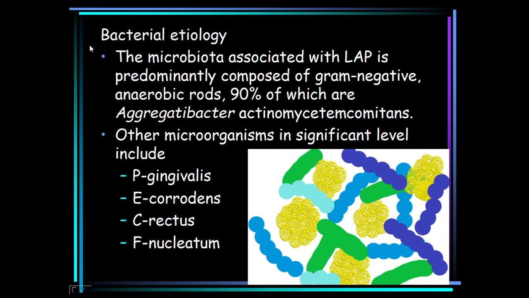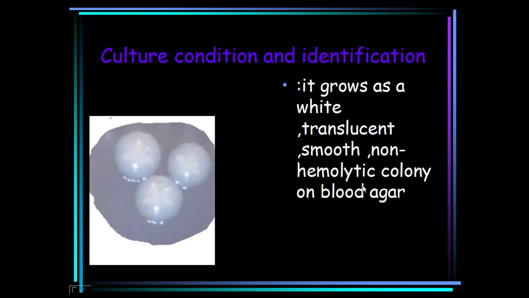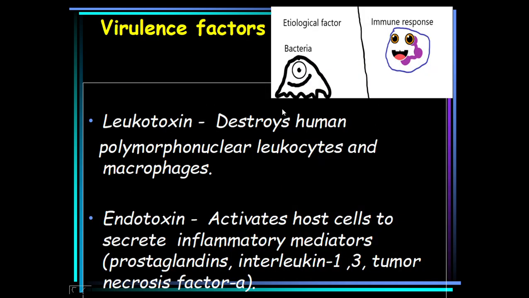Bacterial etiology: it is most commonly associated with gram-negative anaerobic rods, 90% of which is Aggregatibacter actinomycetemcomitans, and the other bacteria are P. gingivalis. What is Aggregatibacter actinomycetemcomitans? It is a small, short, straight or curved, non-motile, gram-negative anaerobic rod. In culture, it grows as white, translucent, smooth, non-hemolytic colonies on blood agar, and sometimes white, translucent, smooth colonies with a star-shaped internal appearance, which is characteristic of these bacteria.